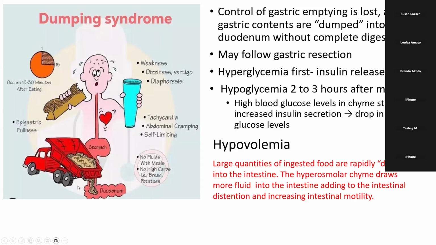Any questions before you move on? Yes. So, you said they become hypovolemic due to the chyme being osmolar. Hyperosmolar. Okay. So it's really concentrated there. So when you have an area of high concentration there, it's going to pull that fluid in there, right, to try to level it out. And where's that fluid going to come from? So that's what causes that hypovolemia.